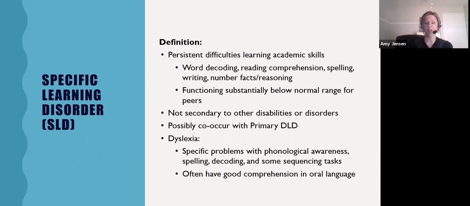And this is specific problems with phonological awareness, spelling, decoding, and also some sequencing tasks, interestingly. Typically, a lot of times these children will have very good comprehension in oral language, but again, where their impairment manifests is when you put a written language task like reading in front of them. That's where it shows up. So again, kind of making that distinction between the modalities of language and describing their strengths and weaknesses.